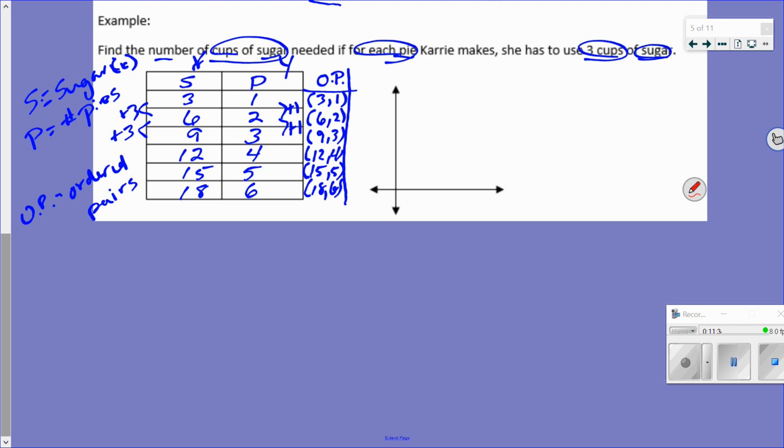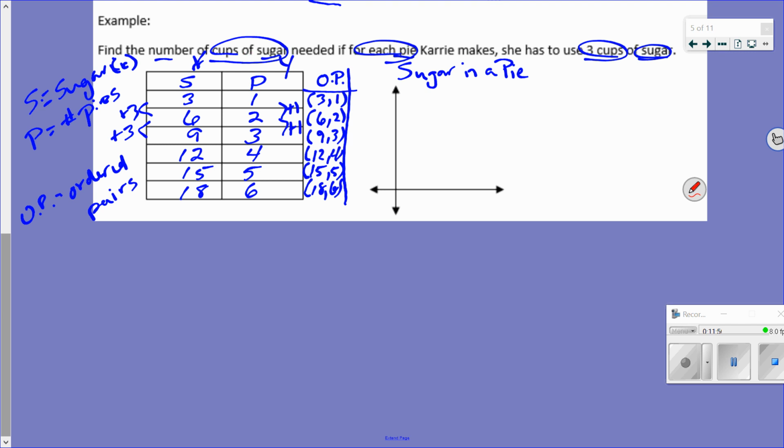What's this graph going to be about? Sugar and a pie. Last class I called it Carrie's Pies because she was making pies. Sugar and a pie works, all right? Because that's kind of what we're talking about. So now, what's our second thing we do?